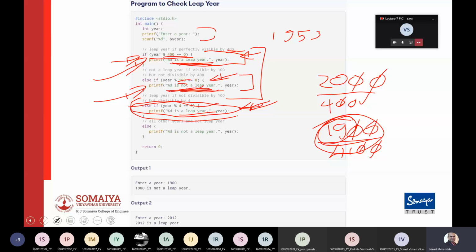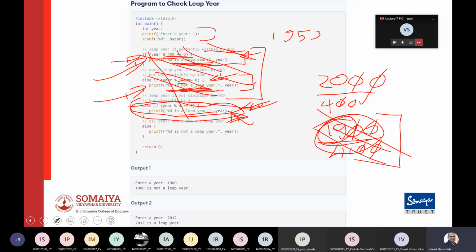In exams, I have seen many students directly go for this particular case without referring to these two because they don't have any idea of these two conditions at all. So they get partial marks, but to achieve full marks, you should remember that first you have to check if it is divisible by 400. If not, then you have to check whether it's divisible by 100. Because 1900 was still divisible by 4, but still it is not a leap year. So that is a condition.